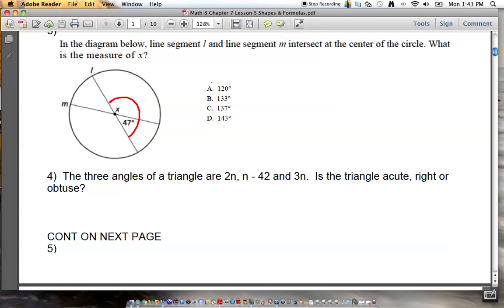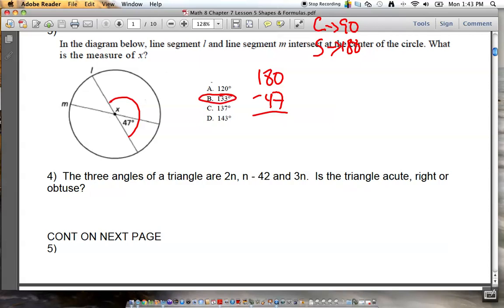Complementary. Supplementary. Very good. Complementary is 90. Easy to remember: the letter C comes before S in the alphabet, and 90 comes before 180. Complementary adds up to 90. Supplementary adds up to 180. So, 180 minus 47, 133 degrees.